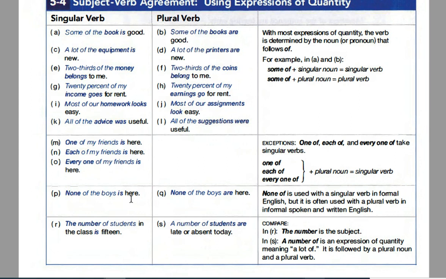None of the boys is here. None of the boys are here. So none is used for both. And because of that, you can understand that with a plural it is informal spoken. So none of the boys is, this is formal. None of the boys are here, this is informal. It means you cannot use are except for speaking and writing and chatting.